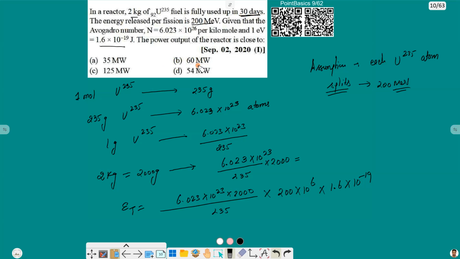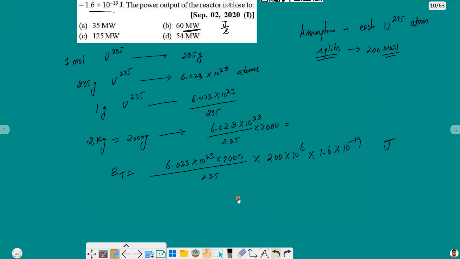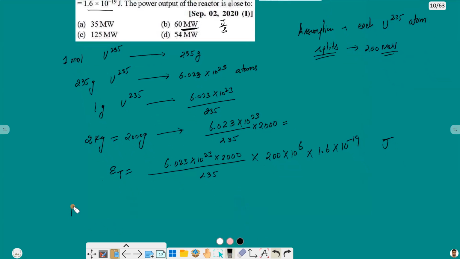Now our answer is in watts, megawatts. Watt is basically joule per second, so we need the answer in joule per second. This energy is in joules and we have the time, so we need to divide it by the time to calculate the power. So power will be equal to E_T by the time. Time is 30 days and E_T is this value.